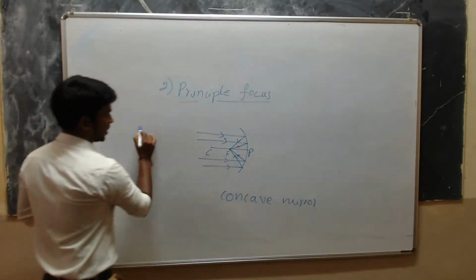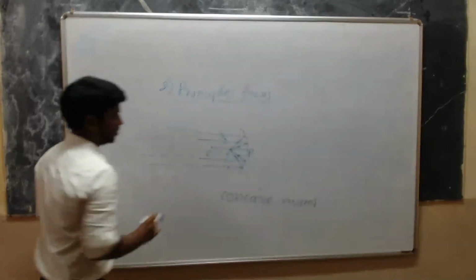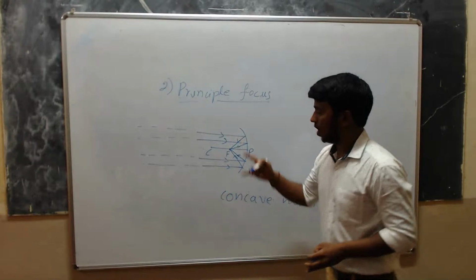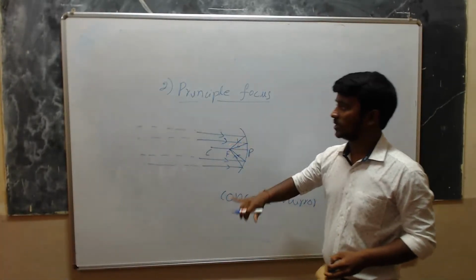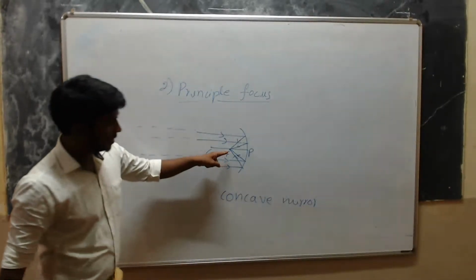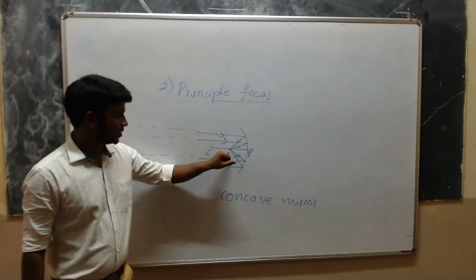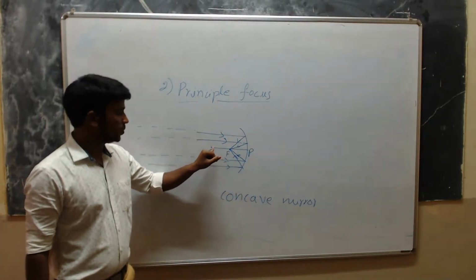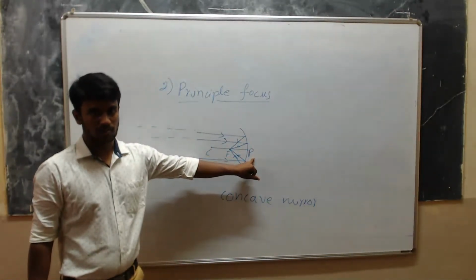Now these rays are coming from an infinite distance. So when the rays are from an infinite distance, after reflection all the rays meet at one point. That point is called the principal focus. And you should know one more thing here. This point is the midpoint. It's not exactly, but we'll take it as the midpoint between the center of curvature and the pole.